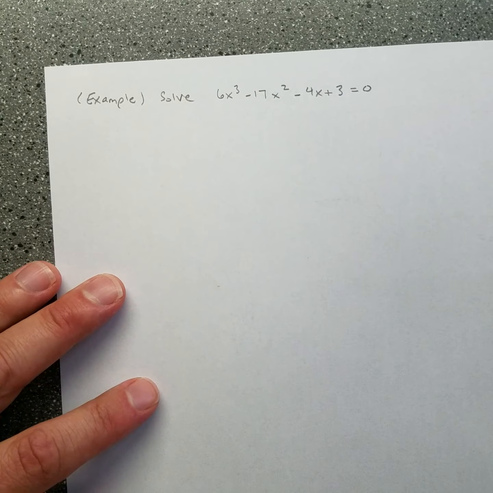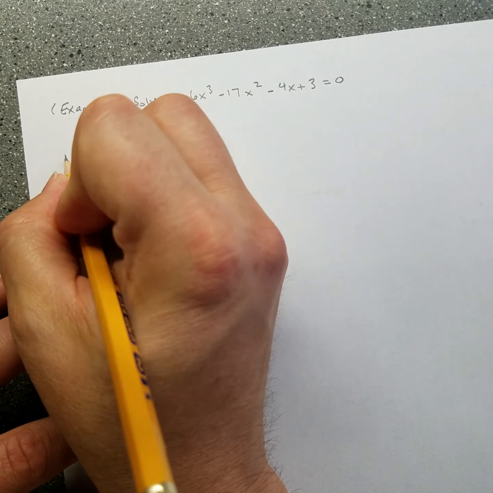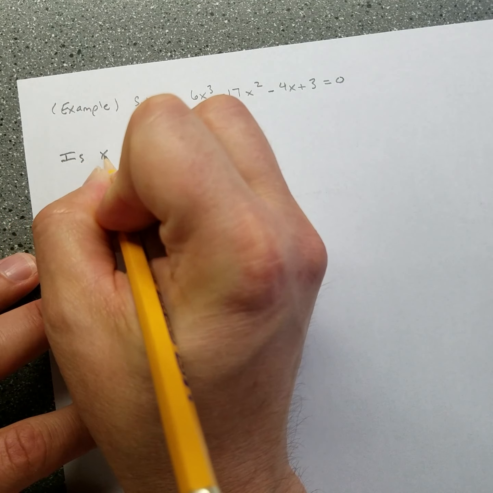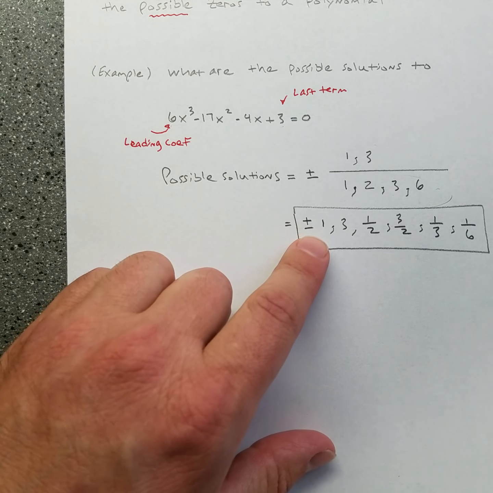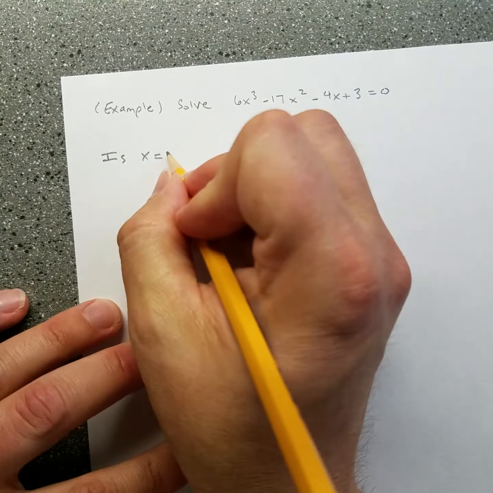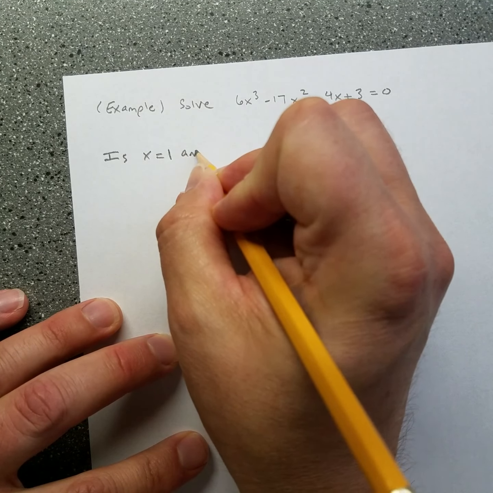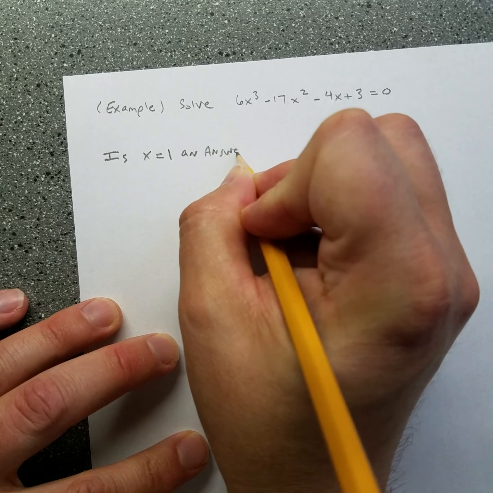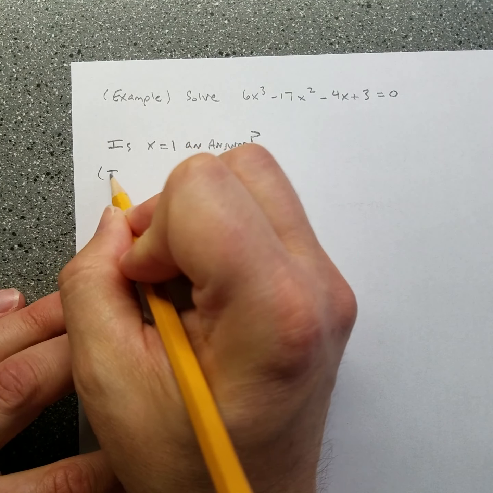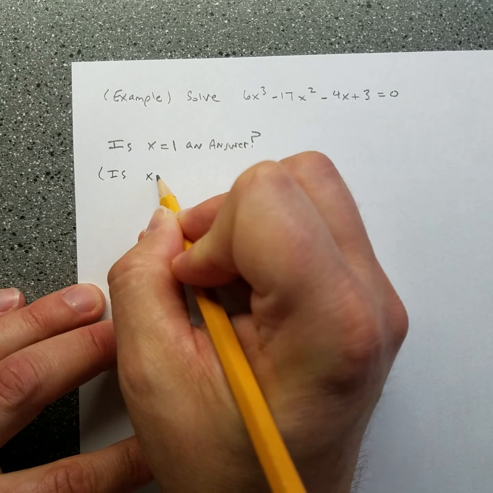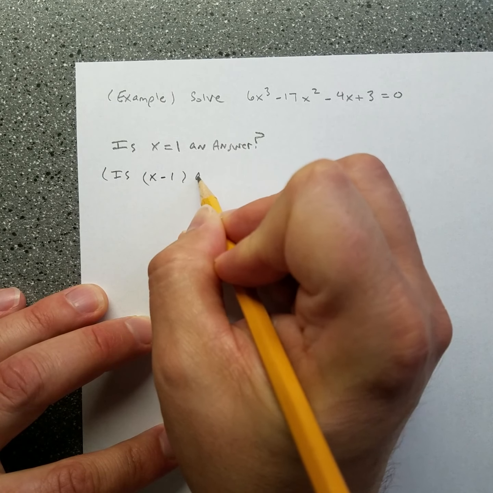So let's do like this. Here's how we might think about it. We might say, what was that very first number on my list? It was +1. And then there's also -1. So let's say, is 1 an answer? Okay? What's another way of saying that? That's like saying, is x minus 1 a factor?